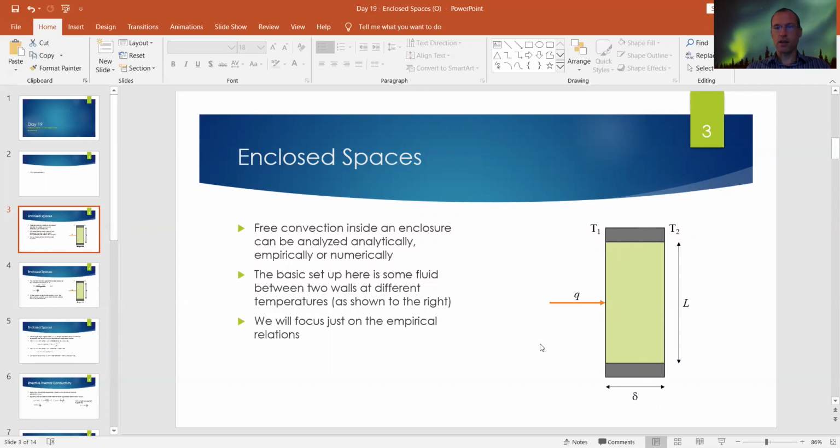So this can actually be analyzed either analytically, a lot of math, empirically, the experiments that we usually do, or numerically, because this is a situation where it doesn't occur all that often. We're going to deal with it just the experimental way. That's the easiest way to deal with it. So just the empirical results that we've pretty much been dealing with for a lot of convection anyway.